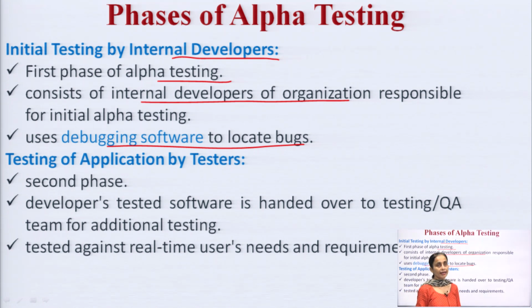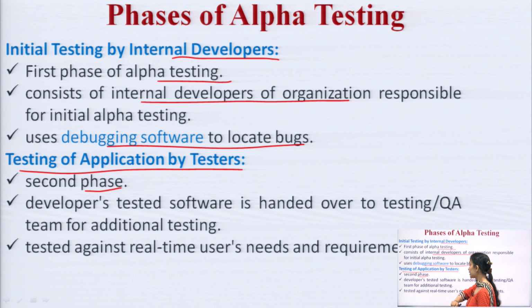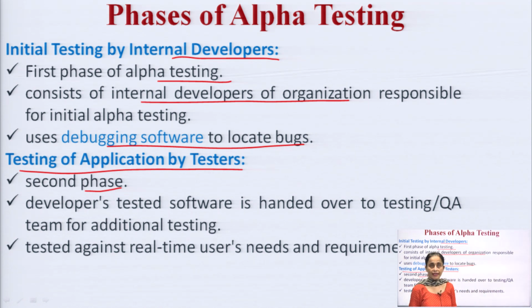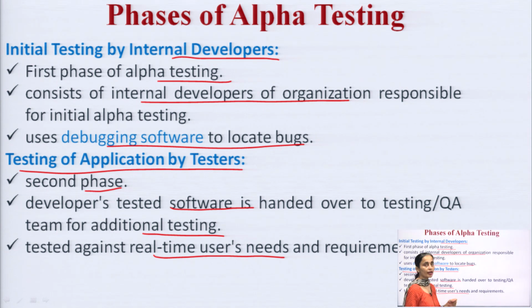Then is the second phase, that is the testing of the application by testers. This developed software application is tested when it is handed over to the testing team or the QA team, so that additional testing for different sets of inputs can be done. So, here my product is tested against the real-time users' needs and requirements.